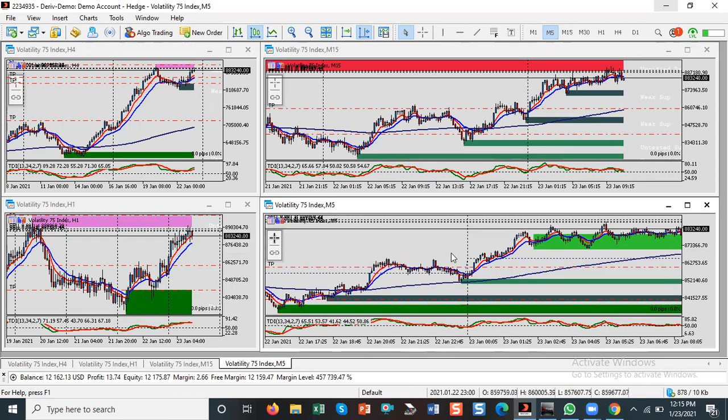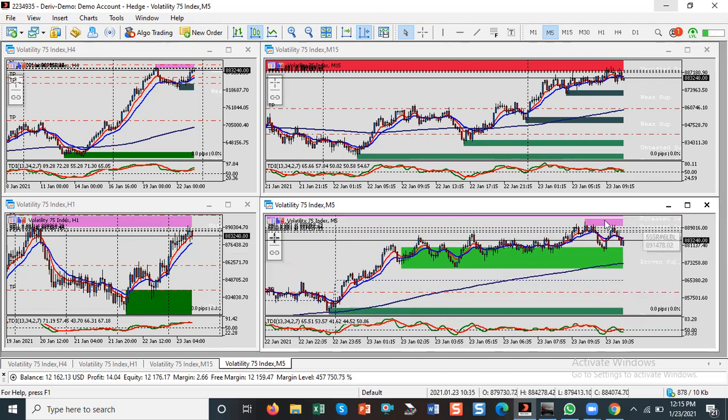Now, after that, a new supply zone was created and it has been retested. I took the entry here, hoping price will drop down again, either to this level, to this other block, or to this demand zone. If it doesn't work, it will take me out, but I will look for another entry.